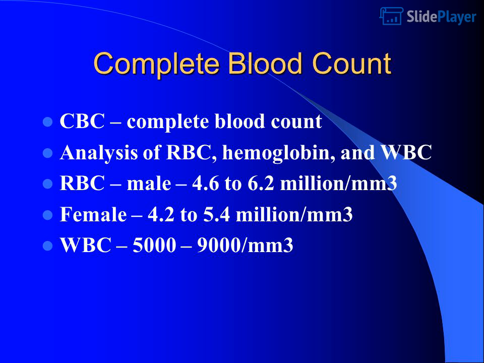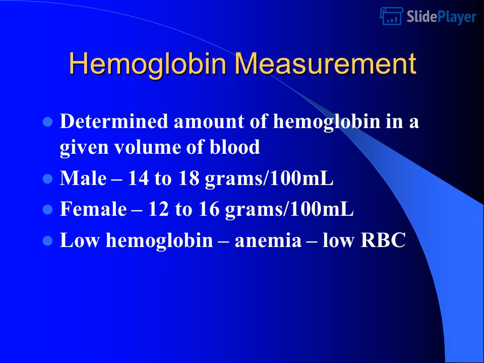Complete blood count: CBC. Analysis of RBC, hemoglobin, and WBC. RBC, male, 4.6 to 6.2 million per cubic millimeter. Female, 4.2 to 5.4 million per cubic millimeter. WBC, 5,000 to 9,000 per cubic millimeter.